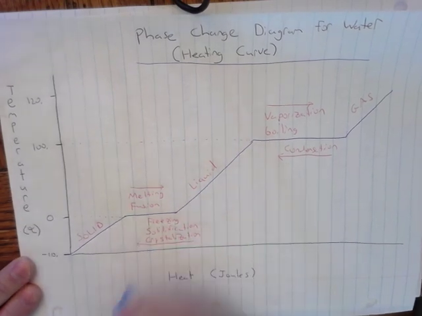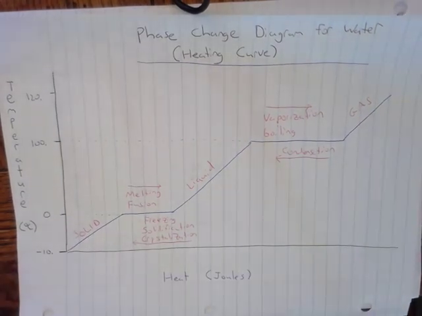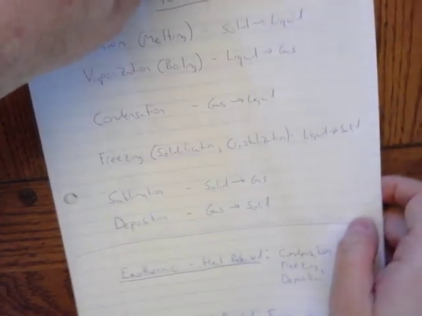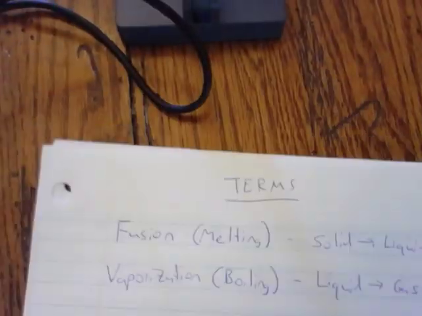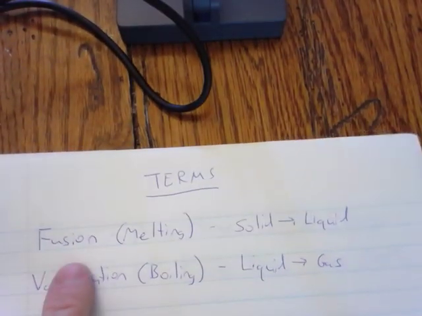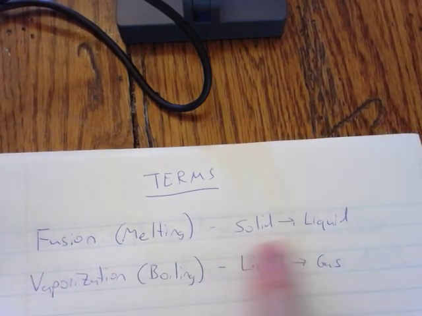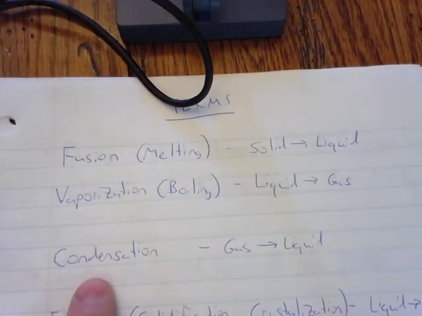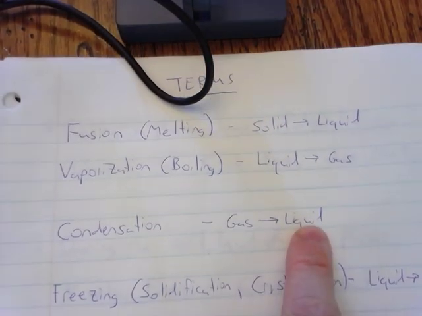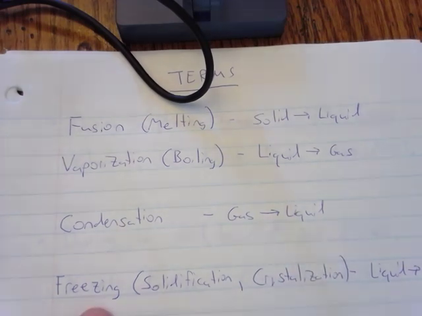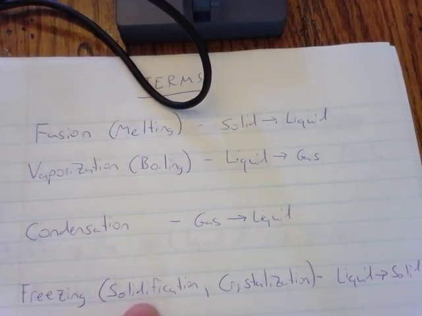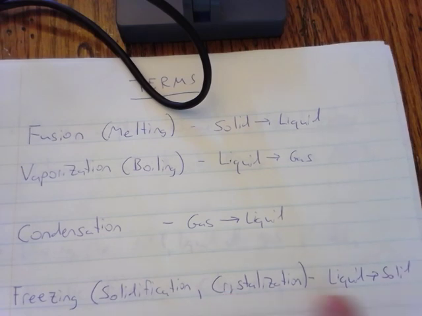So those are the different terms. So let me show that to you on a different page. Here are the different terms that I just described. We have fusion or melting, which is from solid to liquid, vaporization or boiling, liquid to gas, condensation, gas to liquid, and we have freezing or solidification or crystallization, which is liquid to solid.